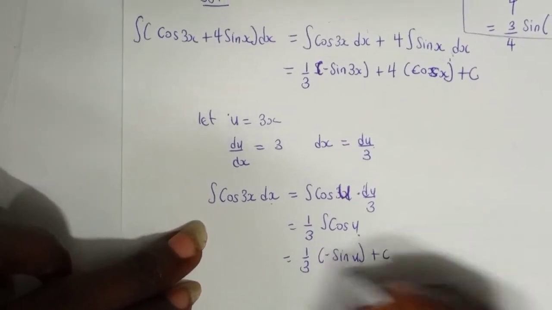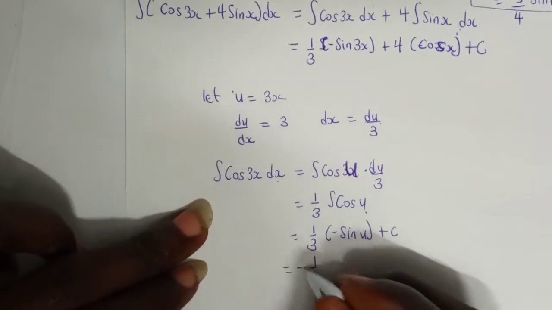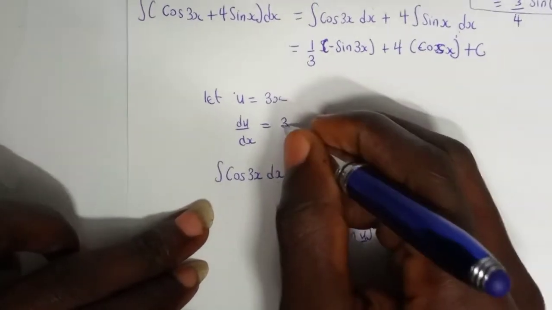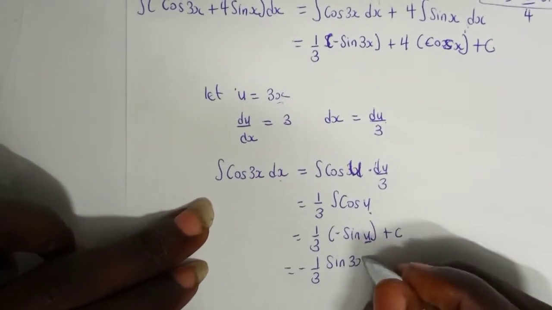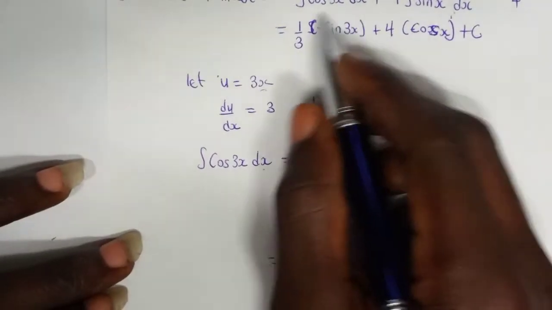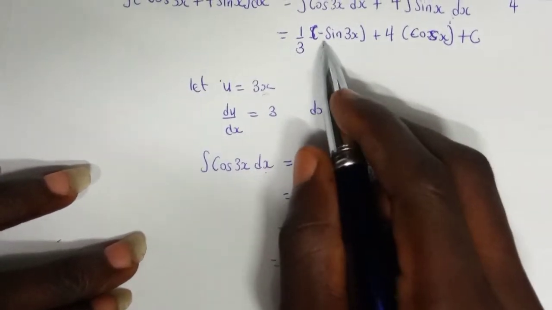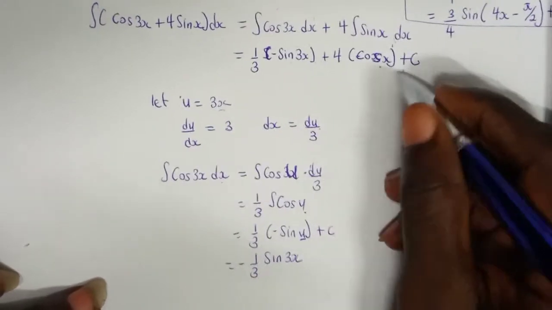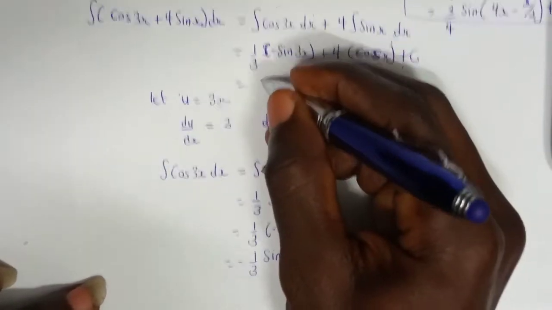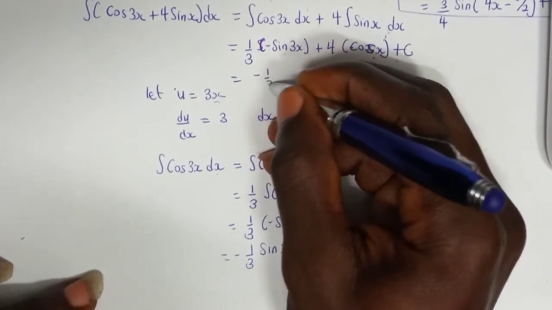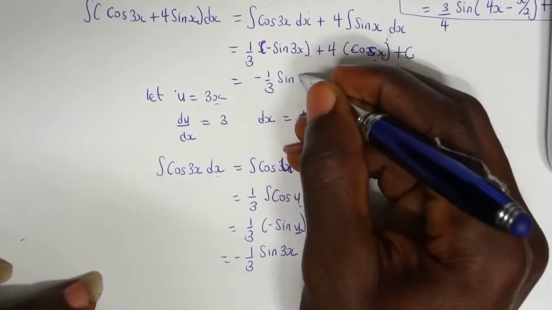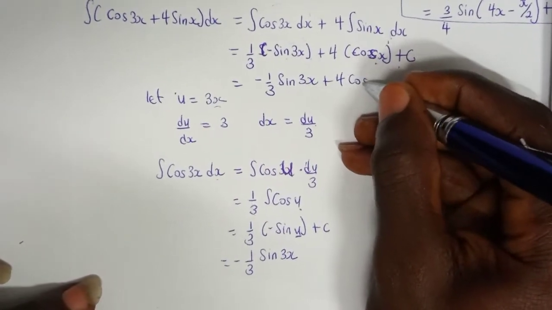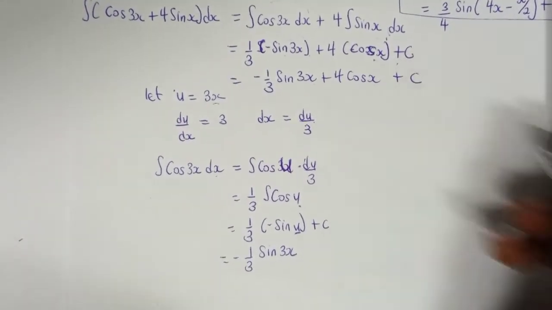plus our constant. So we are going to get 1 out of 3 sine, our u here is 3x. So 3x. That's how we are able to get 1 out of 3 sine 3x plus 4 cos x. So our final answer is 1 out of 3 sine 3x minus 4 cos x plus c.